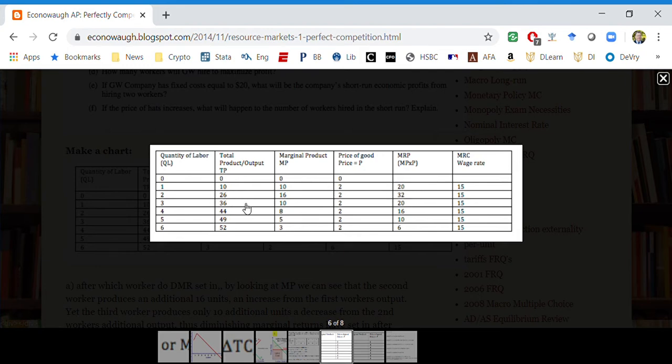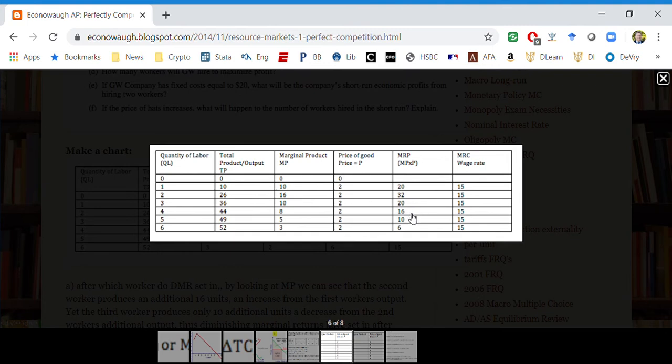So notice 10 times 2 is 20, 16 times 2 is 32, 10 times 2 is 20, 8 times 2 is 16. So notice that the marginal resource product is a function of the marginal product multiplied by the price of the good. So we know how much each unit of labor or each unit of resource is producing. And then obviously we would hire people up until the point where they produce additional units of marginal resource product.